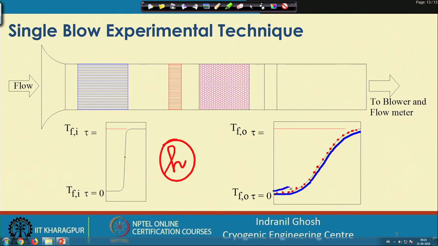Depending on that, this is corresponding to some h, this is some other h value, and the one which is giving a good prediction, we will accept that value of h for this measurement. So, like that you can understand that this is basically a kind of iterative process to find out the heat transfer coefficient in a single blow measurement technique.